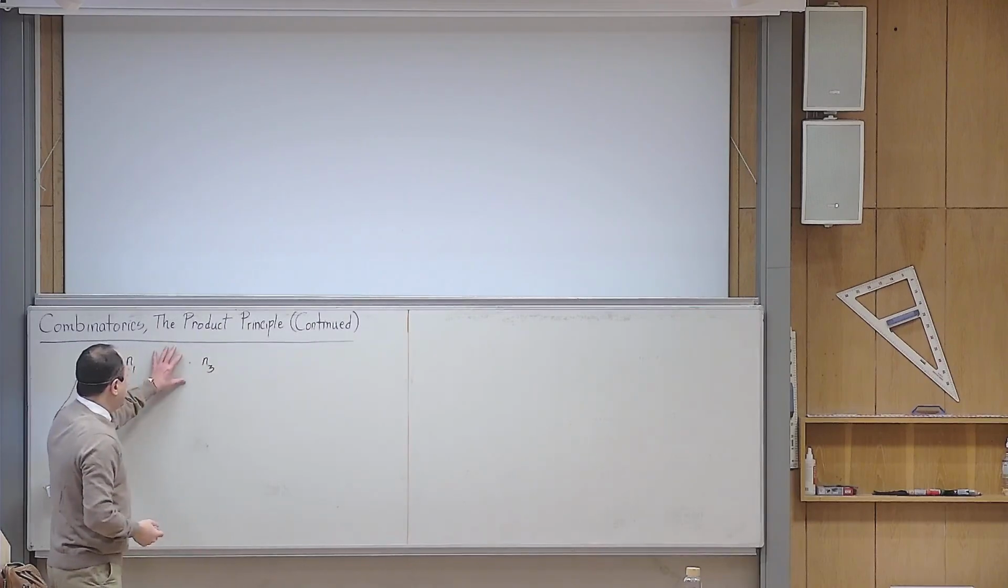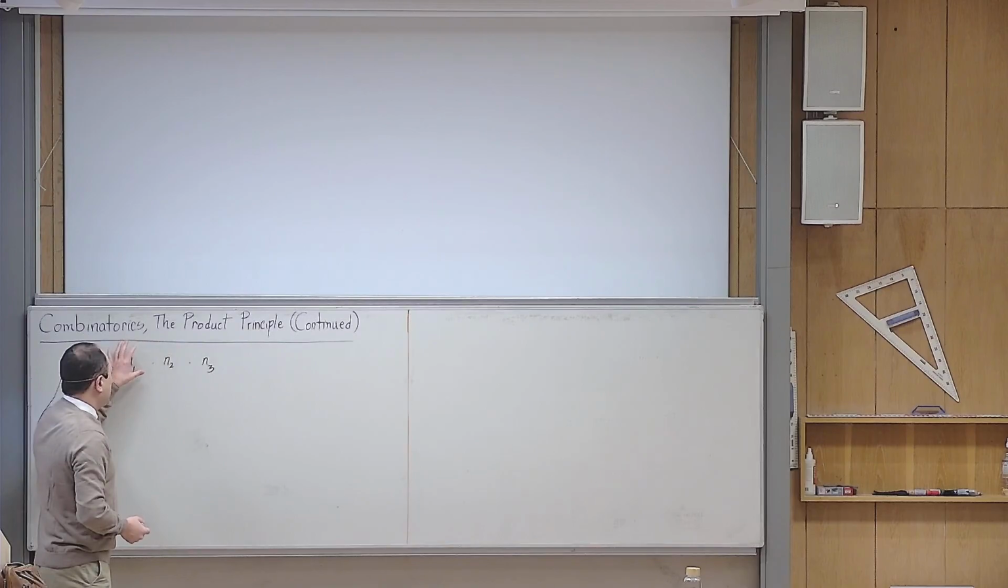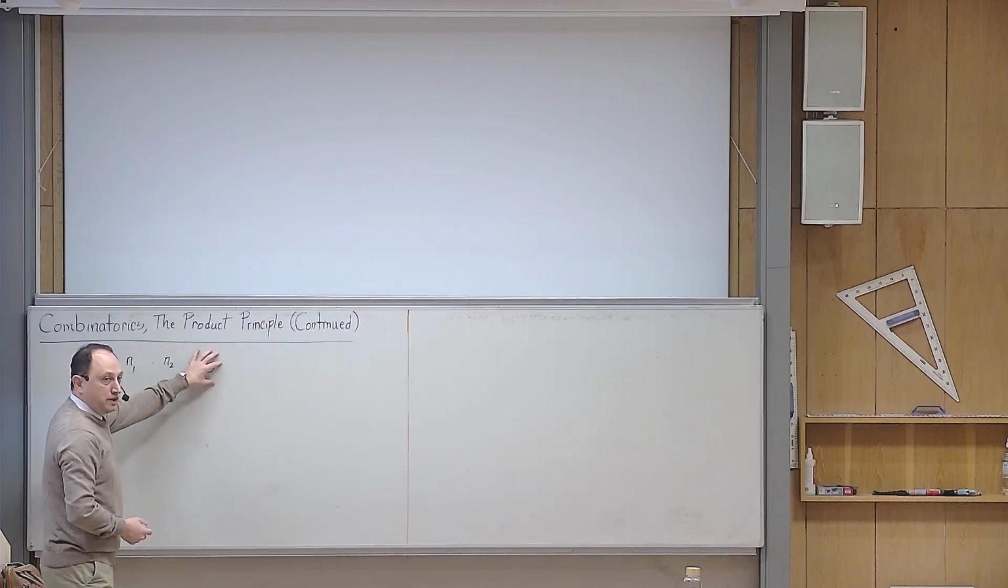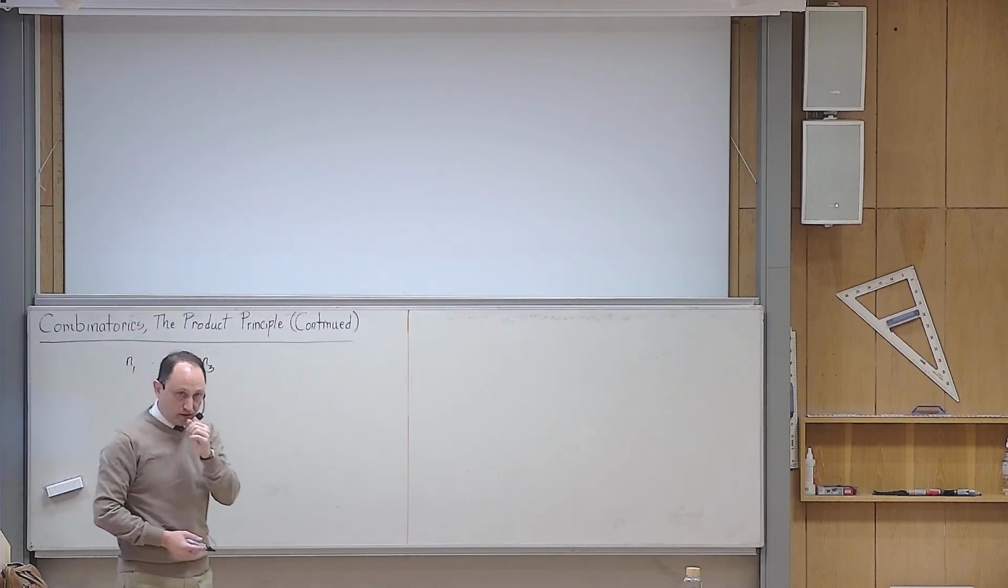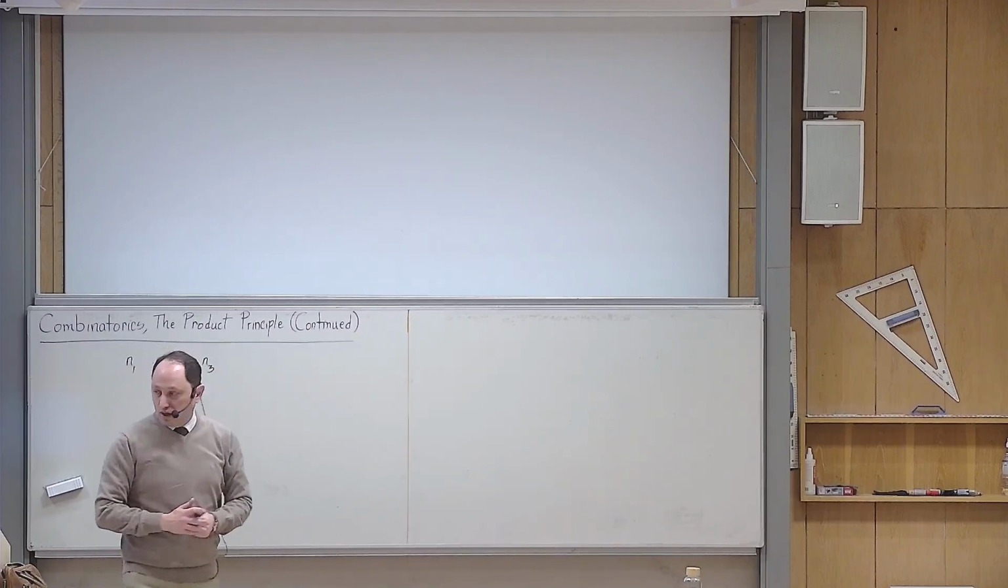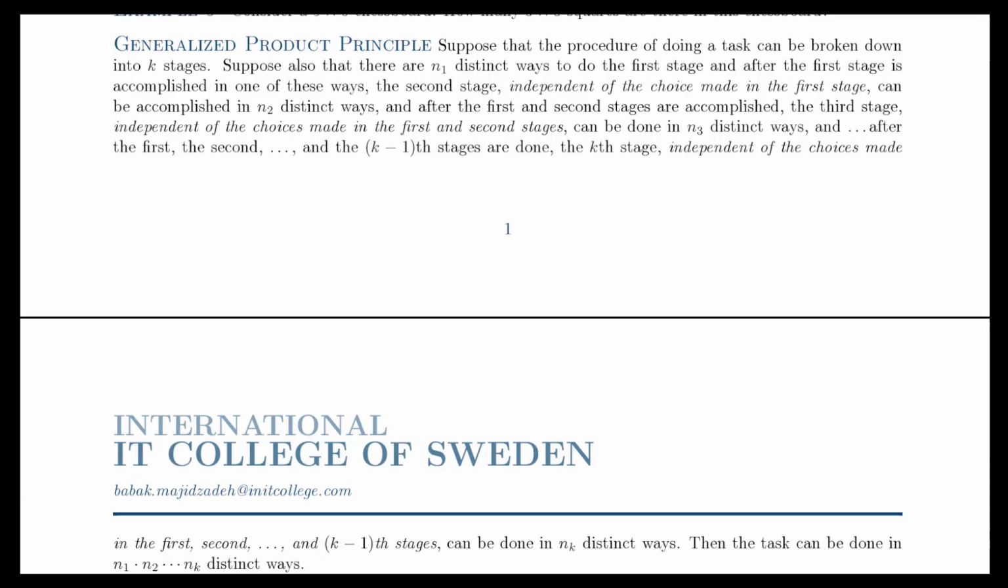So the second one should be independent of how the first one is done, but the third one should be independent of how the first and the second one are done, yes? Of course, it is easy to generalize it. Here I have written the most general form, but it is very lengthy. If you want to say it for a task which can be broken down into k stages, then you have to write so many words. But this is in principle extremely simple to understand, yes?